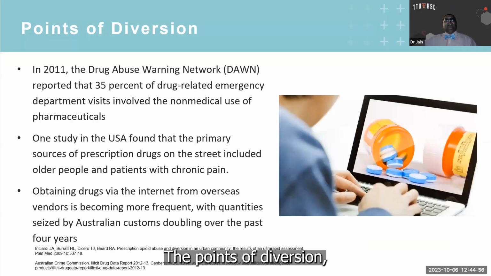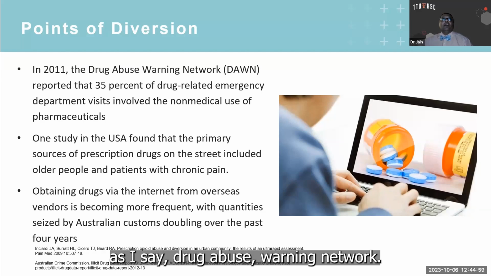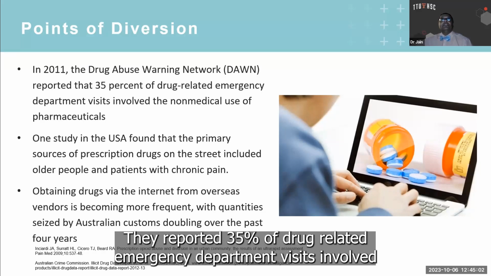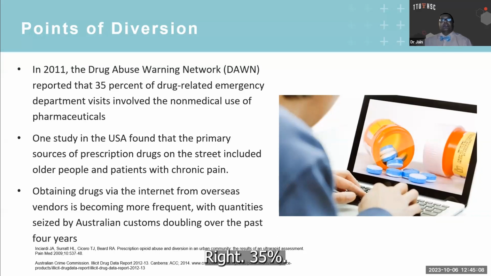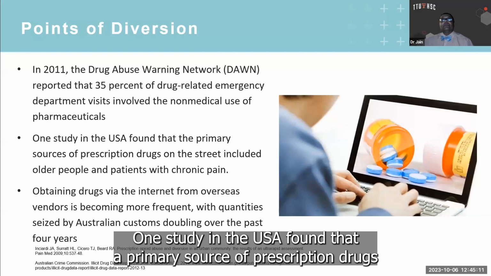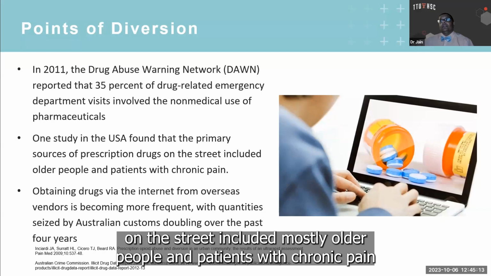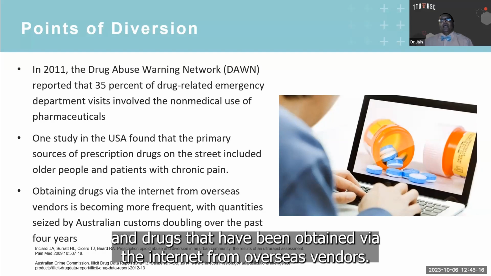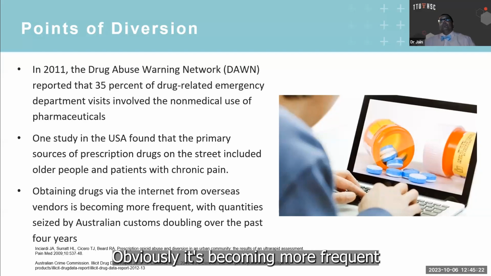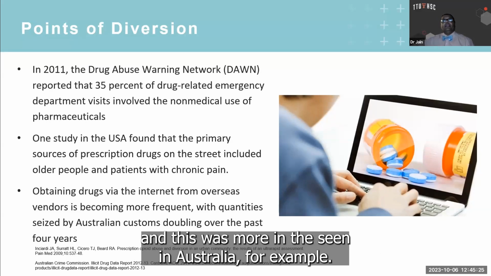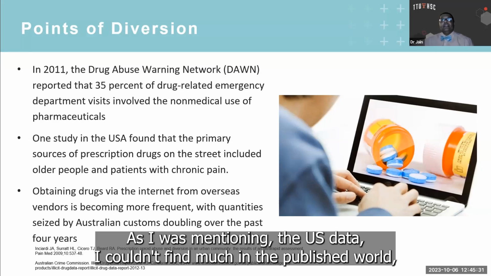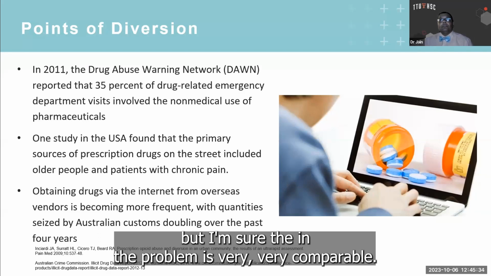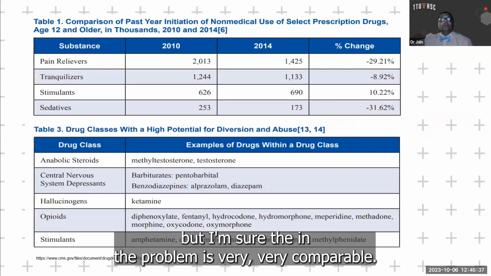The points of diversion, as I said, the Drug Abuse Warning Network reported 35% of drug-related emergency department visits involved non-medical use of pharmaceuticals, right? 35%. One study in the USA found that the primary source of prescription drugs on the street included mostly older people and patients with chronic pain. And drugs were obtained via the internet from overseas vendors. Obviously, this is becoming more frequent. And this was more seen in Australia, for example. This data is coming from Australia, as I was mentioning. The US data, I couldn't find much in the published world, but I'm sure the problem is very, very comparable.